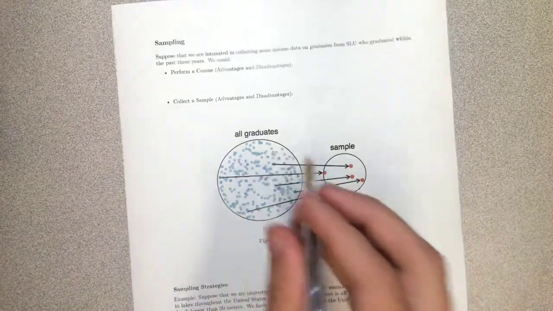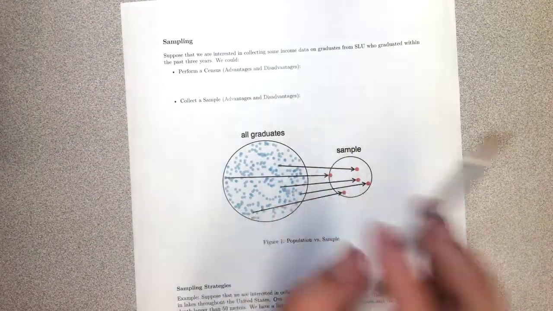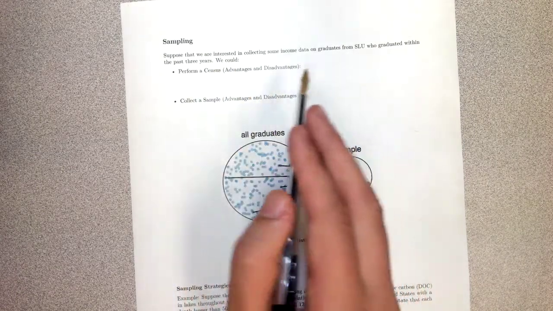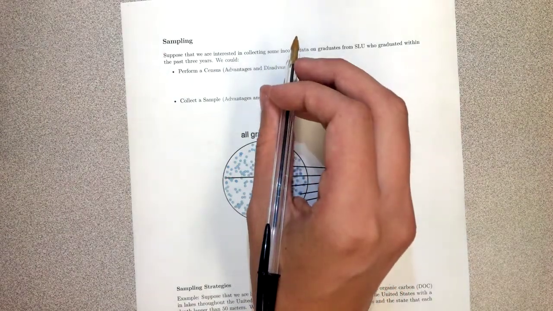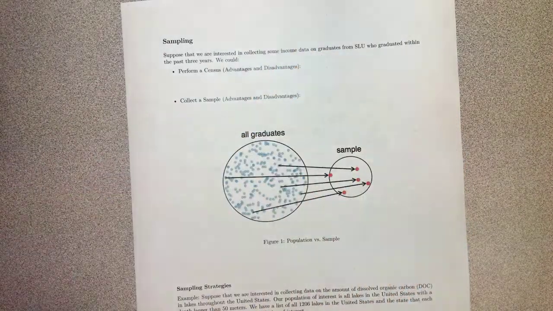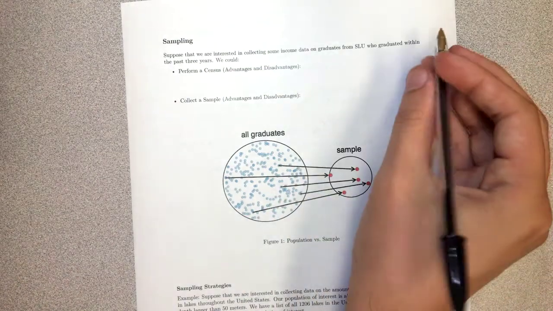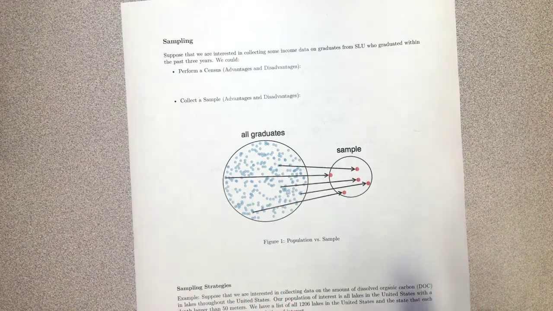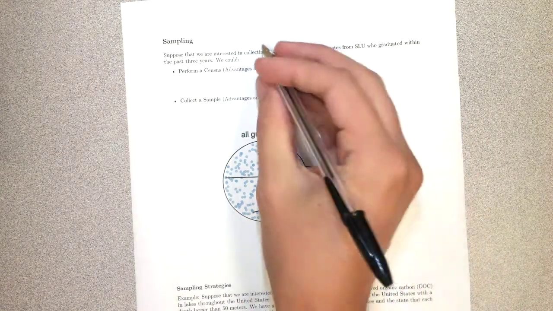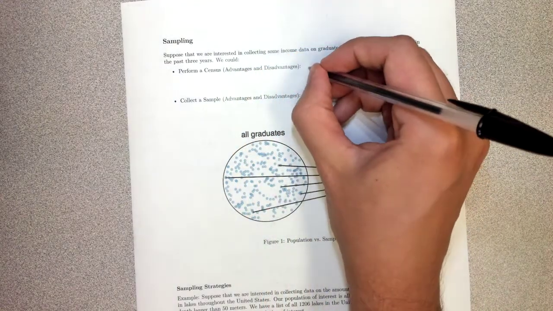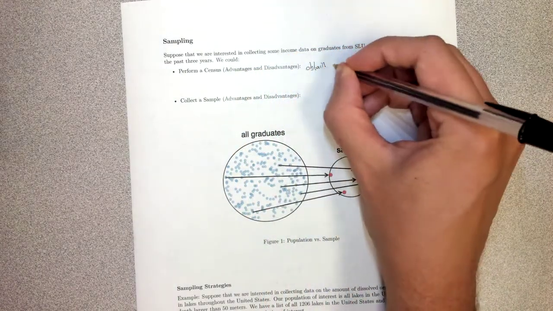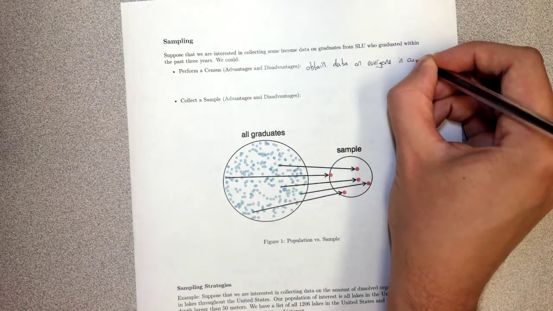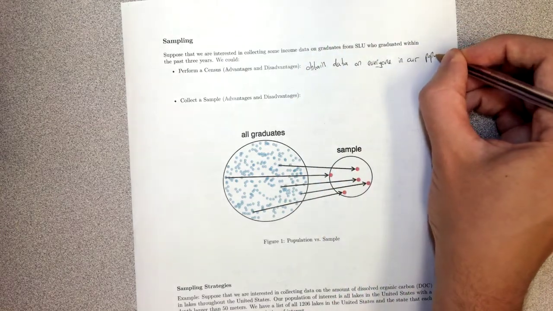And so, one way to collect data is to perform a census. For this example, we're going to suppose that we're interested in collecting some income data on graduates from SLU who graduated within the past 3 years. So, they graduated somewhat recently. If we were to perform a census, that would mean that we're going to obtain data on everyone in our population.